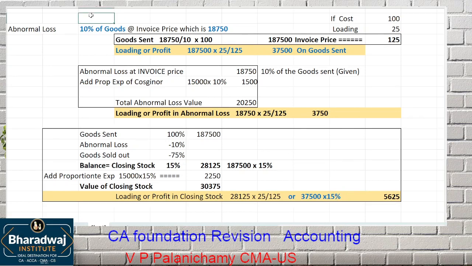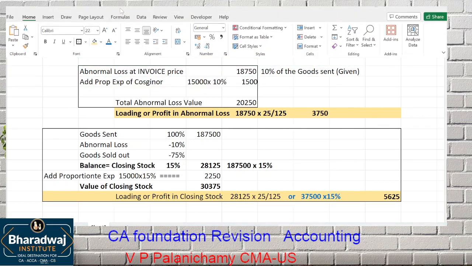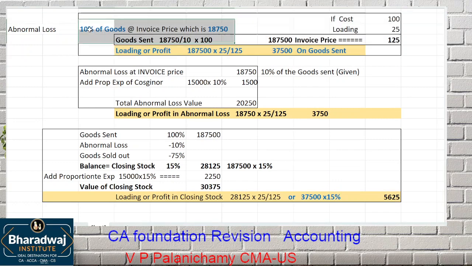Any doubt in it? What is the first working we have done? Based on the abnormal loss given, what did we work out? We worked out goods sent at invoice price. Then we worked out the profit element. Abnormal loss at invoice price is given. We add the proportionate expense of the consignor, and we get the total abnormal loss value. Profit in abnormal loss is this one. Or you can do this simply.